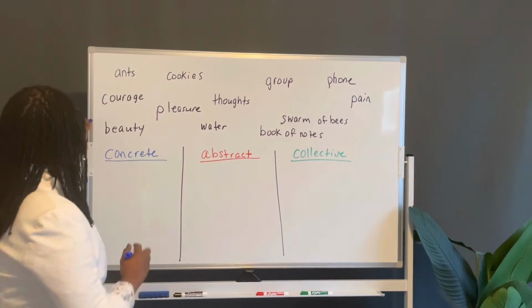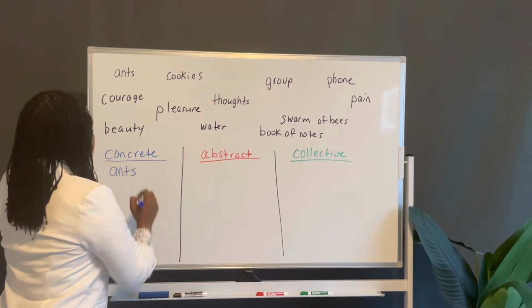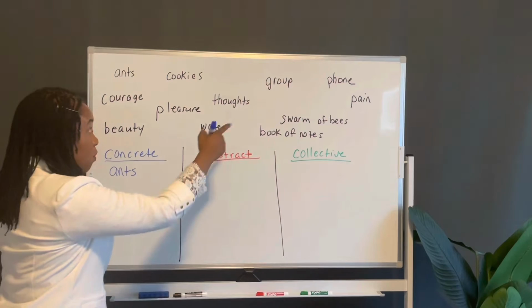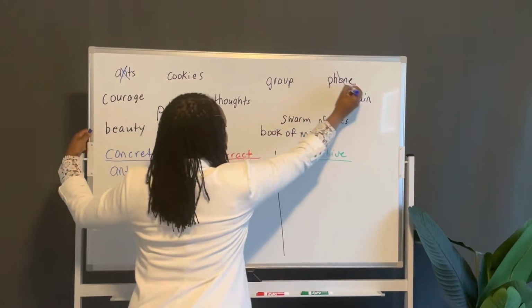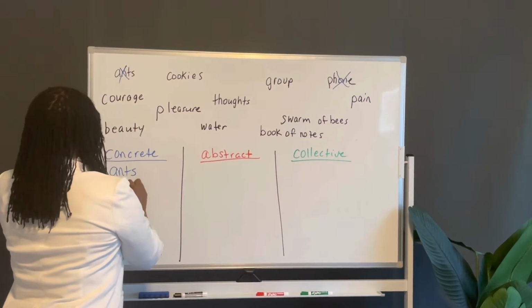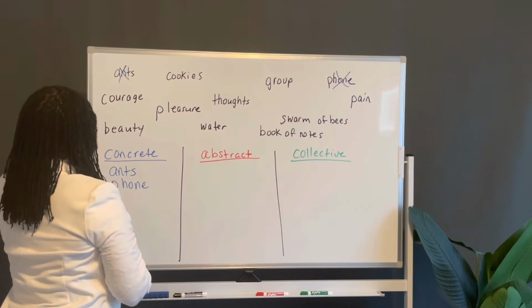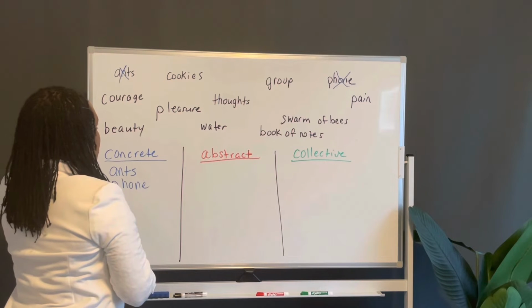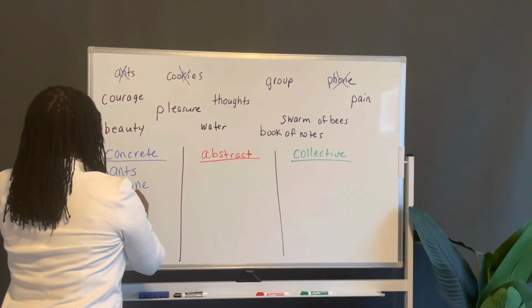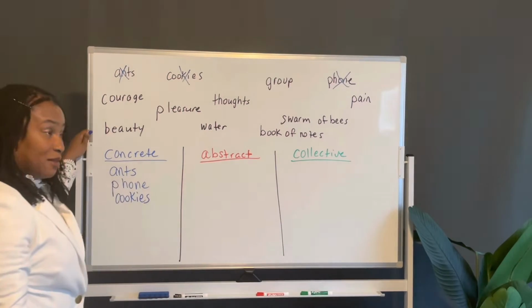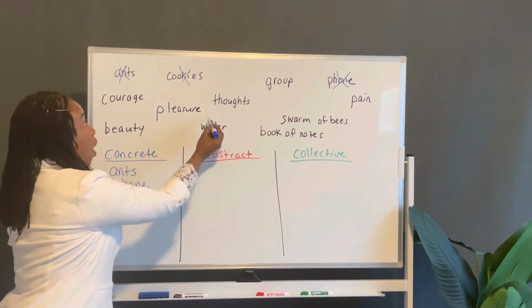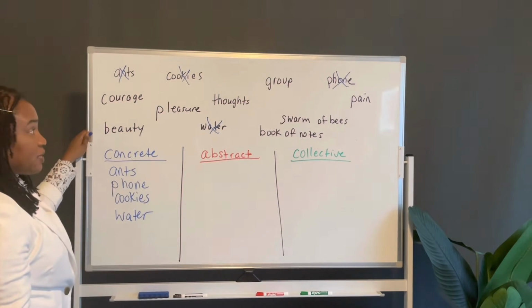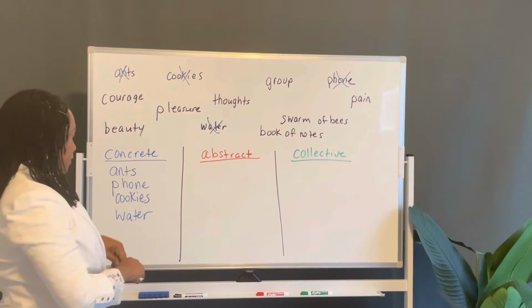Let's look at ants. Ants is a concrete noun. What else? A phone. Good. A phone is a concrete noun. All right. Let's see. Cookies. Good. What else? Oh, water. Awesome. Water. Looks like that's it. Let's go to abstract.